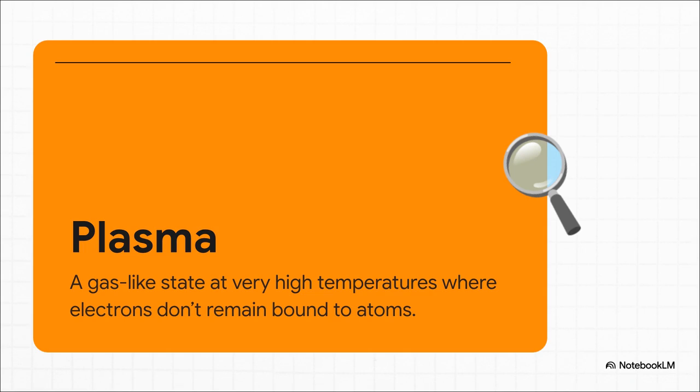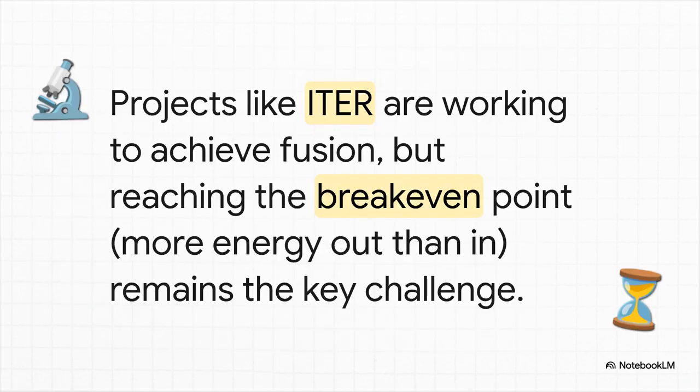Now, if we want to achieve fusion here on Earth, we basically have to try and replicate those star-like conditions. That means heating the fuel to millions of degrees Celsius, creating a fourth state of matter called plasma, where it's so hot the electrons are literally ripped away from their atoms. As you can imagine, trying to contain something that's hotter than the sun is a massive engineering challenge. Huge international projects like ITER in France use incredibly powerful magnetic fields to create a kind of magnetic bottle. And while they have successfully achieved fusion, they haven't yet reached that all-important break-even point. That's the moment where the reaction finally produces more energy than we have to pump in to get it started.